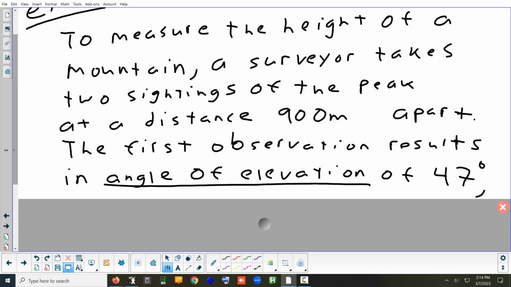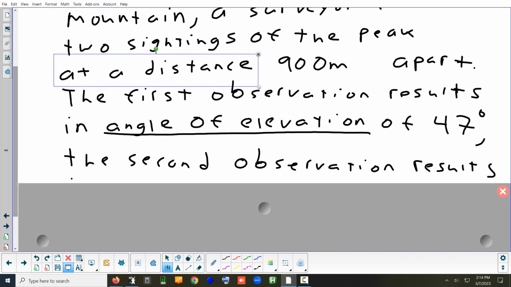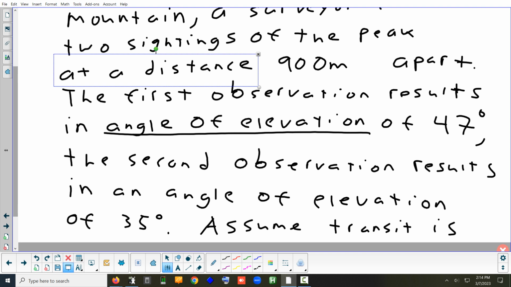So when the surveyor takes the first measurement, they get an angle of elevation of 47 degrees. So think of it as the angle you'd have to look at to make your eye perfectly focused on the top of the mountain. And then when the surveyor backs up 900 meters and measures the angle again, they get 35 degrees. You would expect the angle to go down because the further away you get from something, the less steep you'd have to look at it.